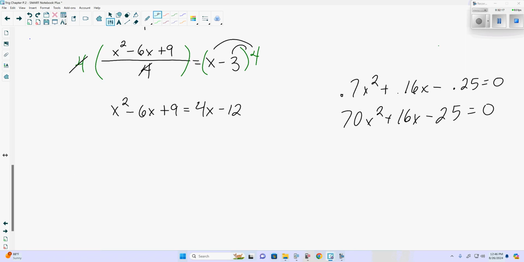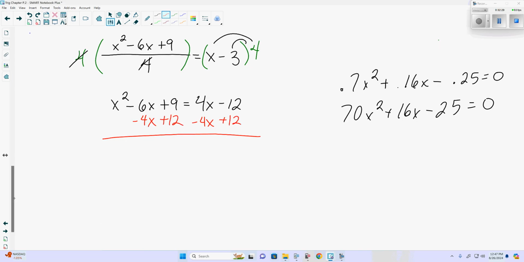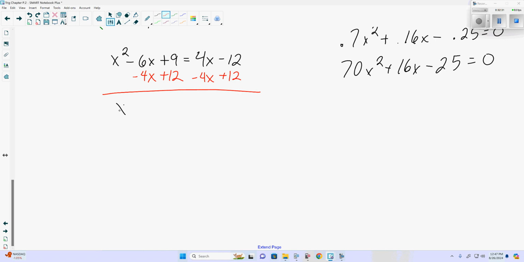Now we just need to get this thing equal to 0. Because there are no radicals left, we can move on and solve. So we can minus 4x from both sides, which would give us negative 10x. We can add 12 to both sides, which would give us plus 21.